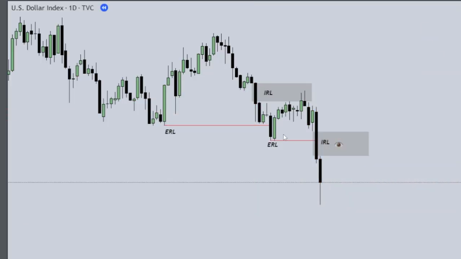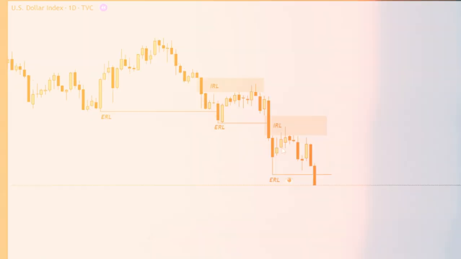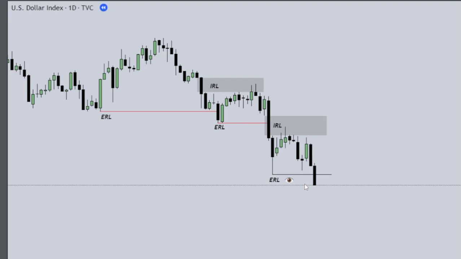Let's continue the previous chart example. Price took out this external range liquidity, and now price creates internal range liquidity here. The gap between the first candle and the third candle, we are expecting that price will take out this internal range liquidity very soon. And we can see price has taken out this internal range liquidity. Now our next aim will be this external range liquidity. Took out this external range liquidity as we expected.